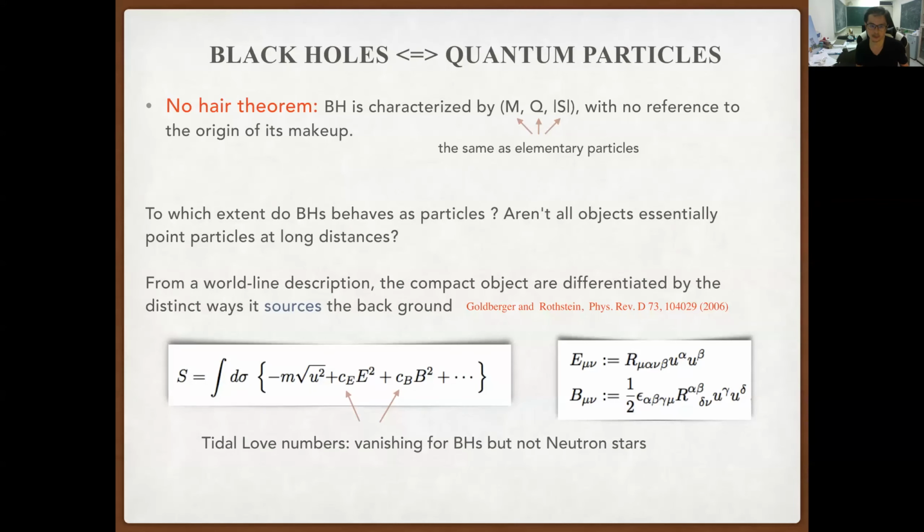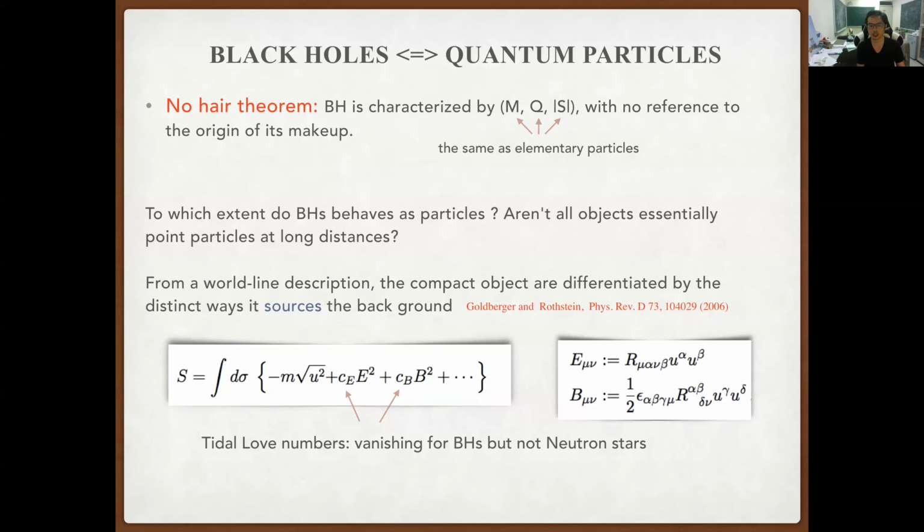So the no-hair theorem basically tells us that a black hole is characterized by three quantum numbers: the mass, the charge, and the spin. Now, these are the same quantum numbers that you would use to characterize an elementary particle. So it's natural to ask, to what extent can black holes be described as elementary particles? Now, if we think about things that are far away, then naively this statement seems empty, because anything looks like a point particle far away.